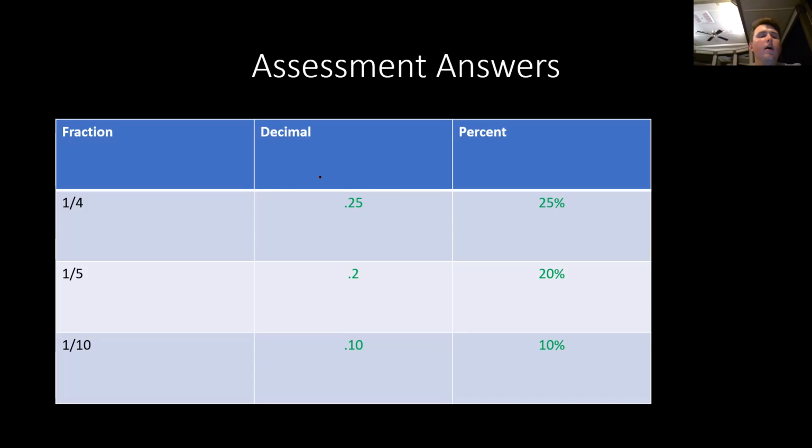So the fraction 1/4 has a decimal of 0.25 and a percent of 25%, because we took that 0.25 and multiplied it times 100. So 1/5 has a decimal of 0.2, because we divided 1 by 5, and then we multiply that times 100, and that'll give us 20%. Then 1/10 has a decimal of 0.10, multiply that times 100, and we get 10%. So please just make sure before you leave class today that you get these assessment answers down, teachers and students, so that you can assess your knowledge of all that was learned throughout the lesson.